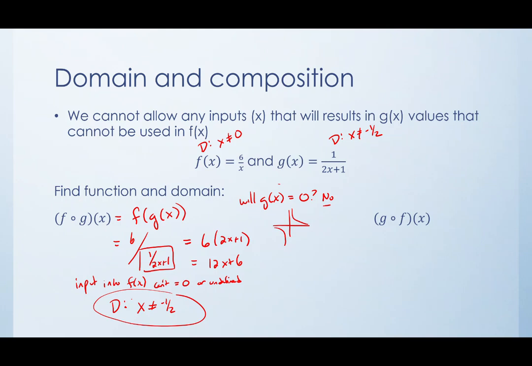What about g composed with f? So g of f of x. What's our function going to look like there? We've got 1 over 2 times whatever plus 1, and into that empty box we're going to put 6 over x. Now we can clean this up a little bit, but I'm not really going to worry about it right now. What we can't have, though, is 6 over x be undefined.